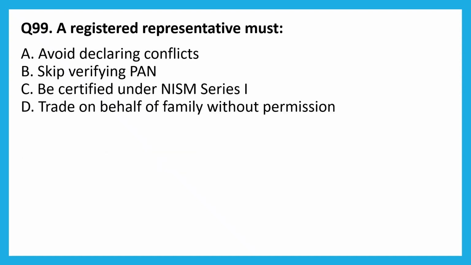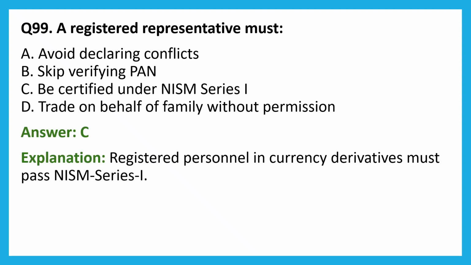Next question. A registered representative must option A, avoid declaring conflicts, option B, skip verifying PAN, option C, be certified under NISM Series-I, option D, trade on behalf of family without permission. Correct answer is option C, be certified under NISM Series-I.